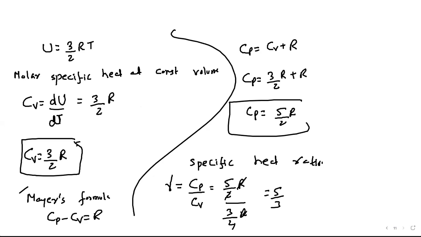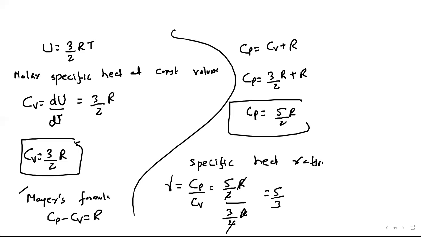Sir, that is 5 by 2 divided by 3 by 2, right? 3 by 2, 3 by 2. Cv is 3 by 2, no? It's basically 2. I have cancelled it, so it's looking like 4. It's 2.